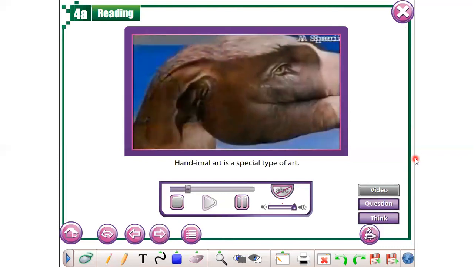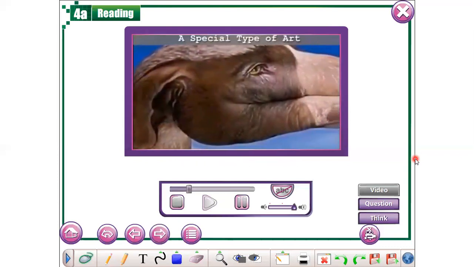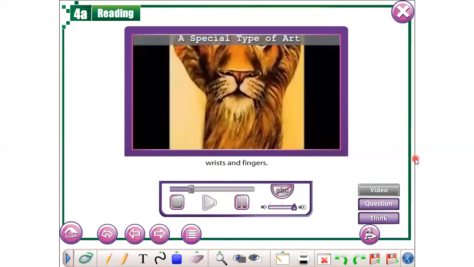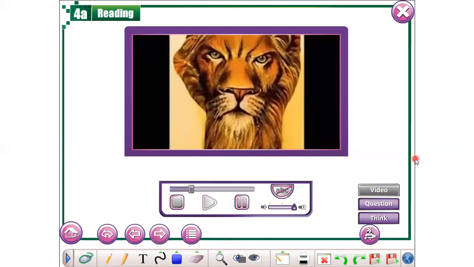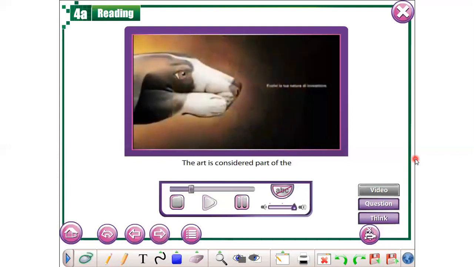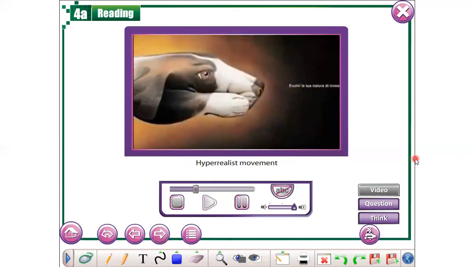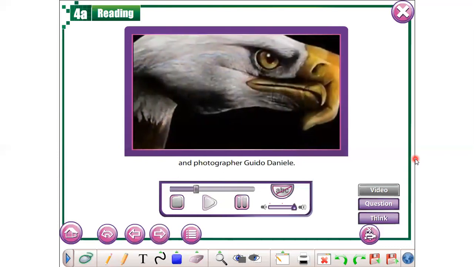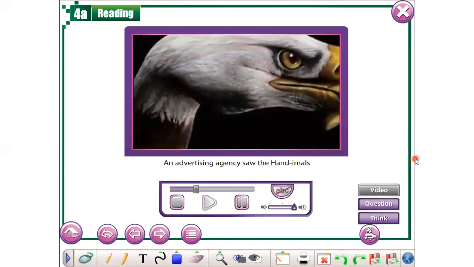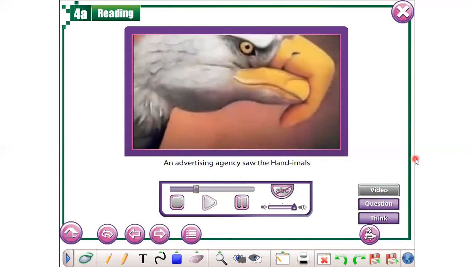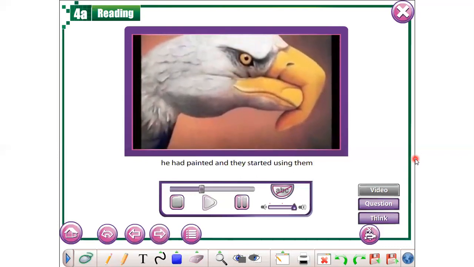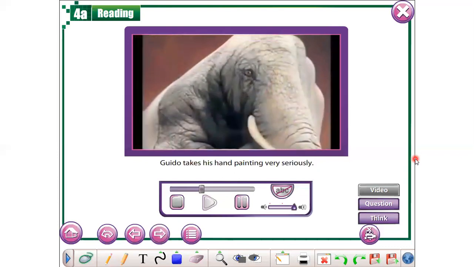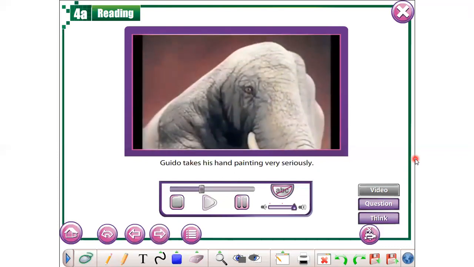Hand-emal art is a special type of art. Instead of painting on canvas, the artist paints on the hands, wrists, and fingers. The art is considered part of the hyper-realist movement and was made famous by the painter and photographer Guido Daniele. An advertising agency saw the hand-animals he had painted, and they started using them to promote their phones. Guido takes his hand painting very seriously.